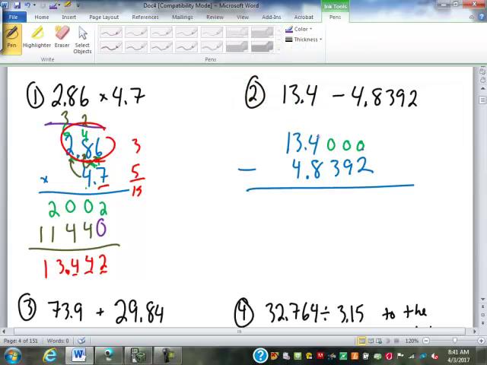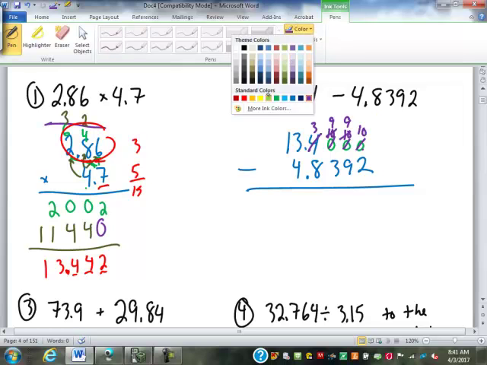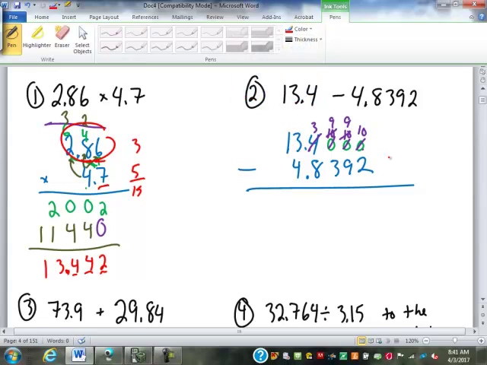0 minus 2 can't be done. I go all the way here and make that a 3. This is a 10. We'll have to keep borrowing. This is going to be a 9 and a 10, and I borrow again, 9 and a 10. So now, 10 minus 2 is 8. 9 minus 9, 0. 9 minus 3, 6. 3 minus 8, going to have to borrow. This will become a 2 and a 13.